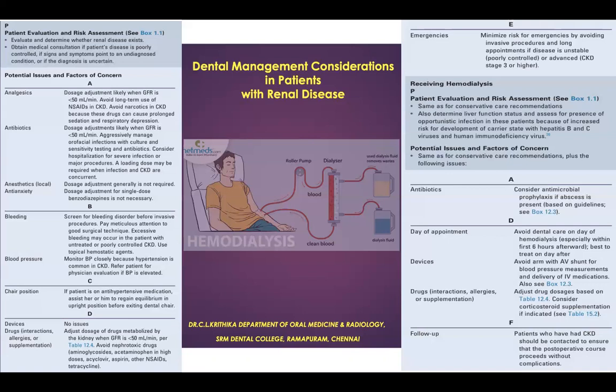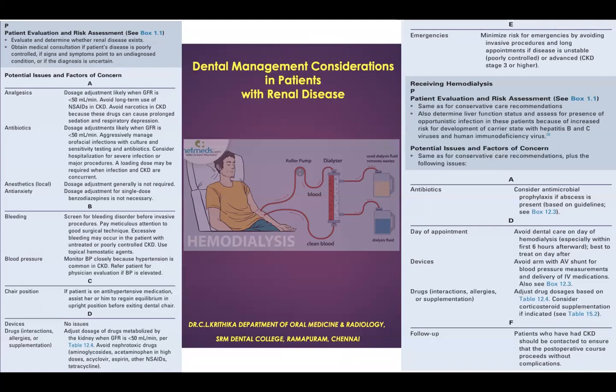Anesthetics. Dosage adjustment is generally not required. Anti-anxiety drugs. Dosage adjustment for single-dose benzodiazepine is not necessary. Bleeding considerations. Screen for bleeding disorders before invasive procedures. Pay meticulous attention to good surgical techniques. Excessive bleeding may occur in patients with untreated or poorly controlled renal disease.